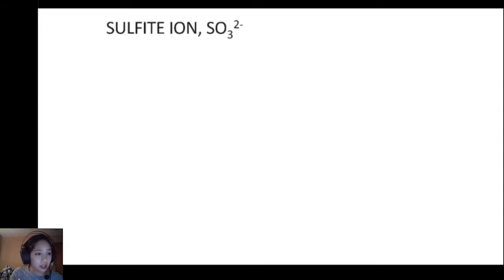So it's not this example, it's the next one. So let's just do this example, sulfite. We're going to do the same steps. Step one, determine the total number of valence electrons. That means let's take inventory.